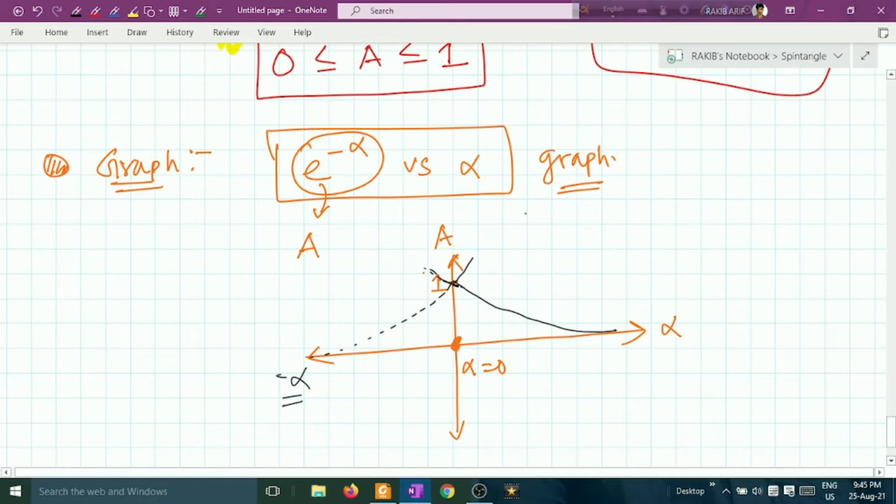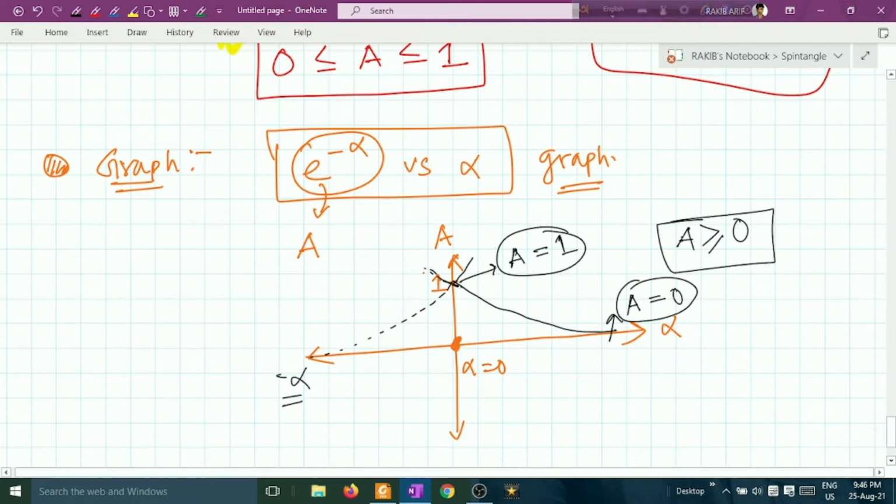So from the graph, in this place a is running towards 0, and in this place a is equal to 1. This is the maximum value of a, and this is the minimum value of a. So we can see from the graph that a is always greater than 0, and a has a maximum value of 1. From the graph it has also been checked out.